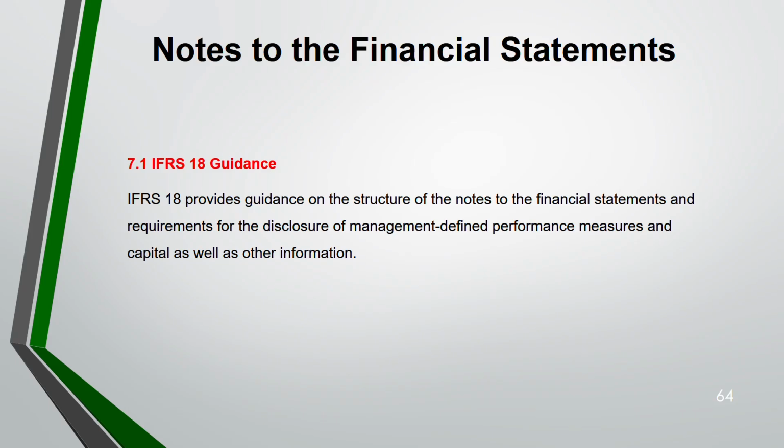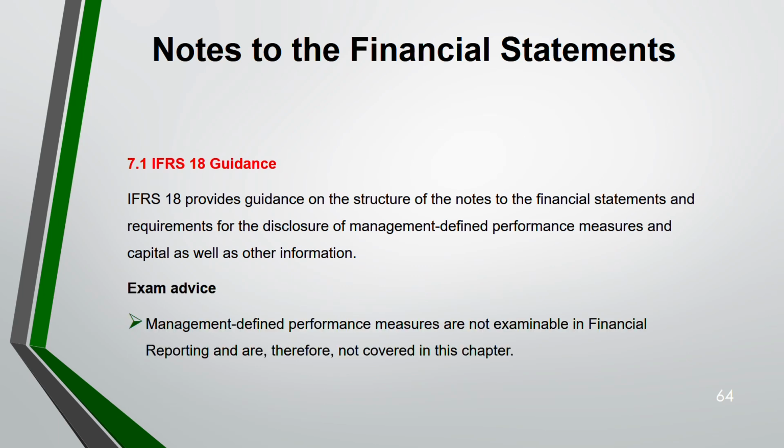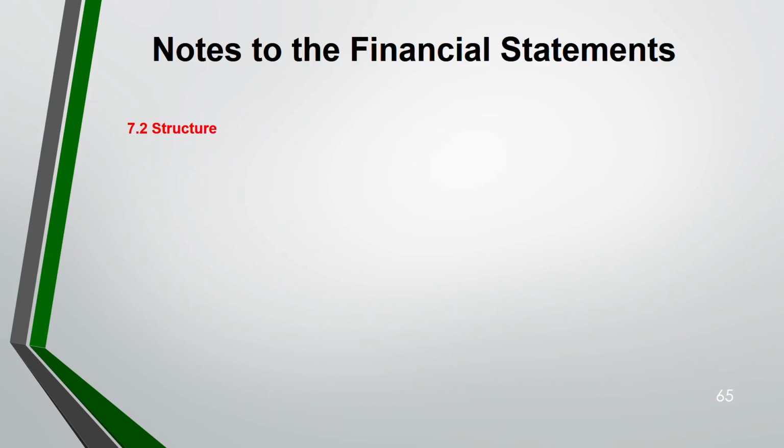IFRS 18 says the structure of the notes to the financial statements and the requirements for the disclosure of management defined performance measures and capital as well as other information. Okay, so IFRS 18 is giving guidance not only on notes but the requirement of disclosures on management defined performance measures as well as capital is given. Management defined performance measures will not be asked in your financial reporting, therefore not covered in this lecture, but it is there in your SBR. So in my SBR lectures, you can see that part included.